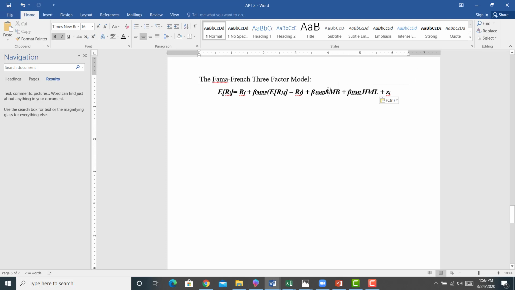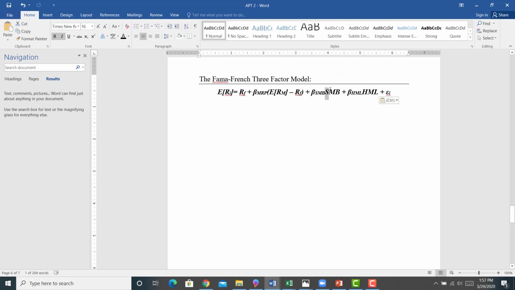This SMB factor is calculated in the following way. Every month, the universe of stocks that are traded in the United States on major stock exchanges is sorted into 10 portfolios based on market cap. Stocks in portfolio 10 are the largest cap stocks, and stocks in portfolio 1 are small cap stocks.